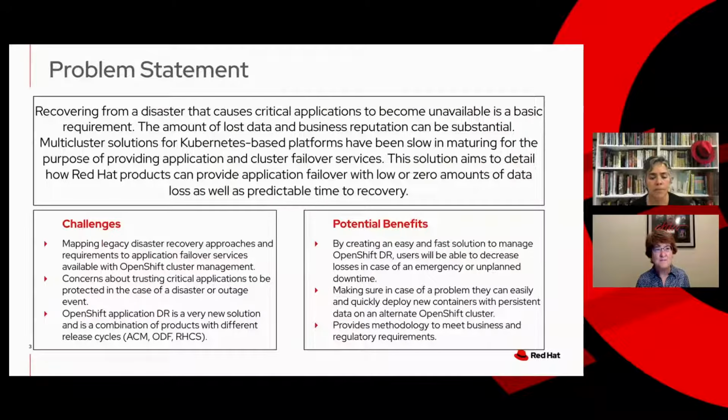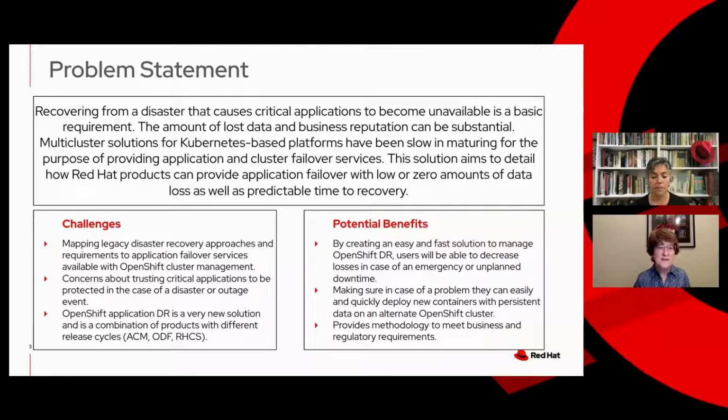So to start with, the problem statement for disaster recovery is not any different than when we had legacy applications. It's really the same issue. It's just now it's container-based or Kubernetes-based platforms. So the challenge is, how do we map to the legacy disaster recovery approaches? How do we trust that this new disaster recovery capability is going to work? And if we have regulatory requirements, that it's going to meet those requirements.